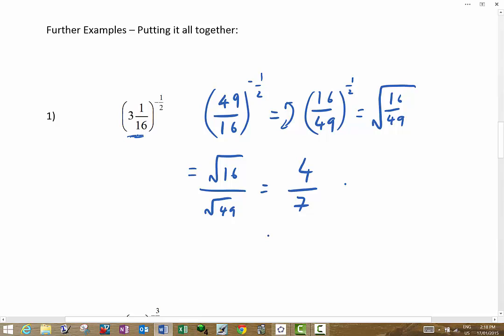So several little things going on here, but let's deal with one at a time. Convert 3 and 1/16 to something that we do understand, a top-heavy fraction. Then deal with the negative power. Then deal with the fractional power and the root. So each bit can be done one at a time. You just have to be careful.